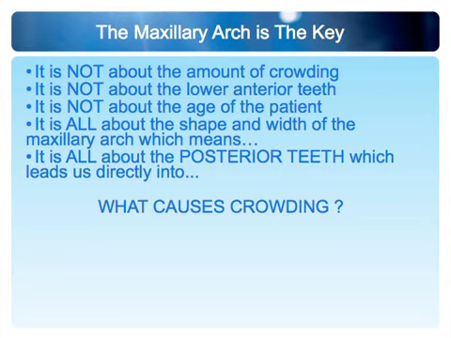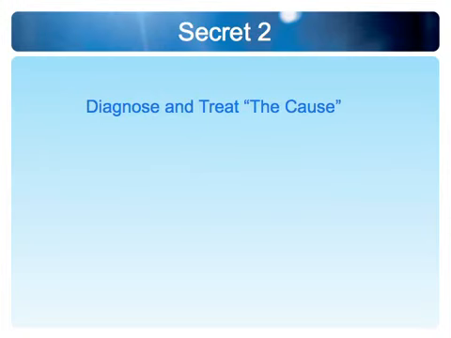So now that we understand what we're going to do with the maxillary arch as to being a key determinant of where we can go with expanding, we should look at what causes crowding. So we get an understanding of where that crowding came from. Now this leads us into my secret number 2. Secret number 2 is to diagnose and treat the cause. There are things that cause that crowding, and there are things that are the symptoms of crowding. And we like to distinguish them because, as I mentioned before, treating the cause gives you a different path and a different outcome than treating the symptoms.